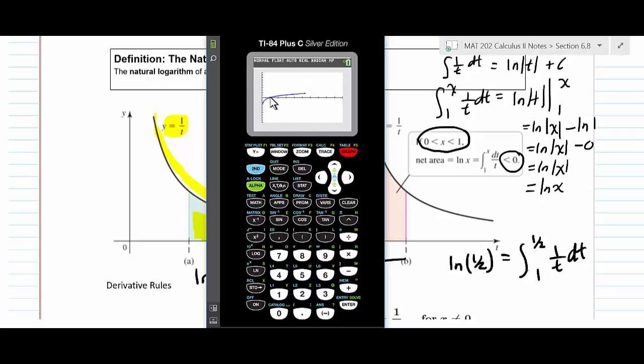If you look at this, what happens when you're past 1? What kind of answers do you get? Positive answers. What happens when you're between 0 and 1? Negative. So basically the idea is like this. If you did an ln of 2, you're going to get a positive number. If you did an ln of something just a tad bit bigger than 1, you're going to get a positive answer. So that represents a net area that's positive. But notice if you do an ln of a fraction like 0.2, you get a negative. So anytime you're between 0 and 1, you're going to get a negative value.